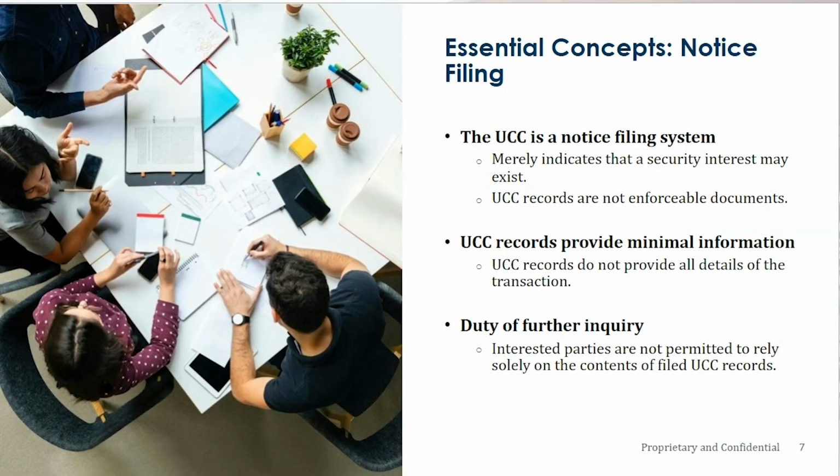With that being said, a UCC is a notice filing system that merely indicates that a security interest may exist. It's worth noting that UCC records themselves are not enforceable documents. UCC records provide minimal information, such as the debtor and secured party, but do not provide all the details of the transaction. It's important then for interested parties to take on the duty of further inquiry and not solely rely on the contents of filed UCC records to make their claim.